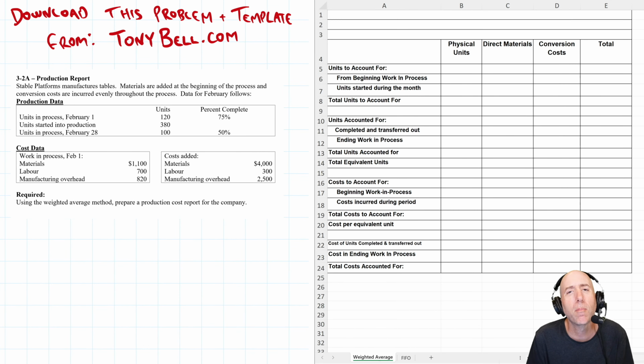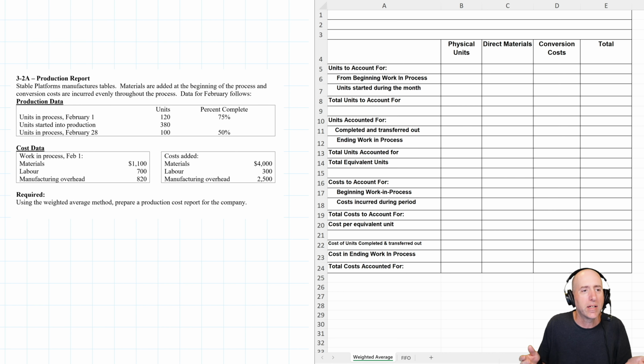Let's take a look at problem 3.2a. Sometimes I give midterm questions and the layout is funny, but it's the same question. This is very much the same question as 3.1, just laid out a little bit differently. There's one new quirk in this problem, and we'll get to it here.